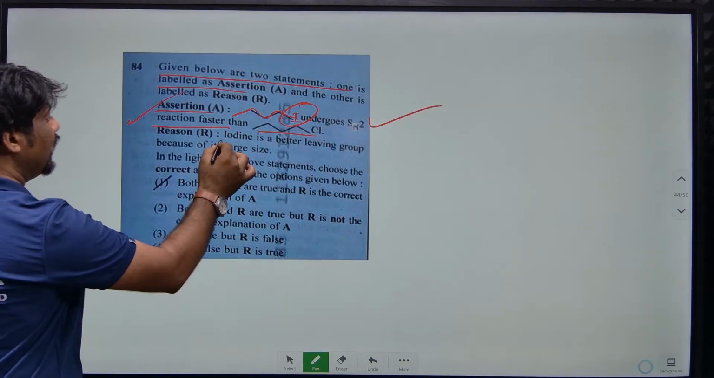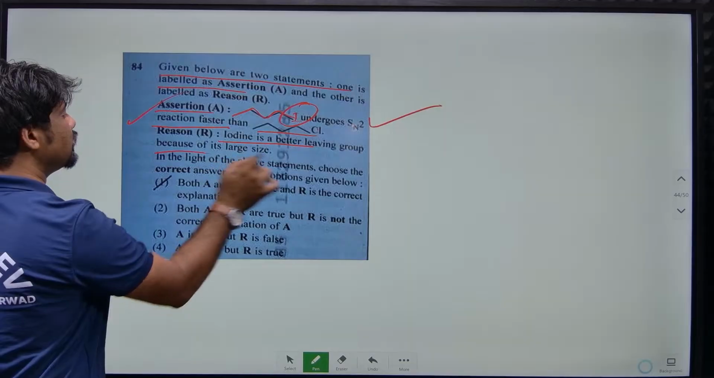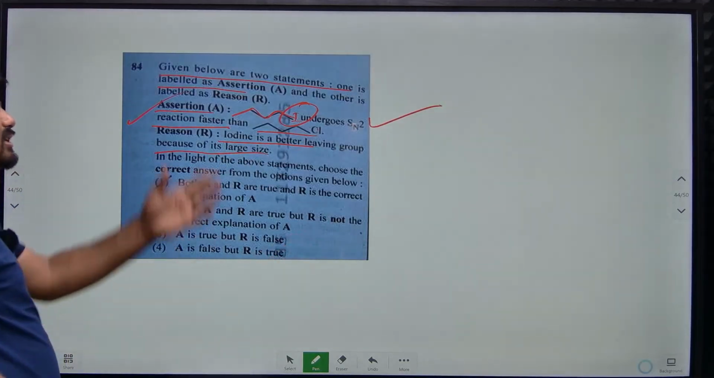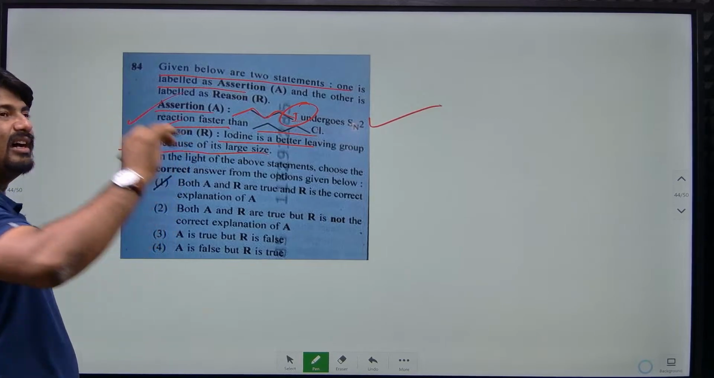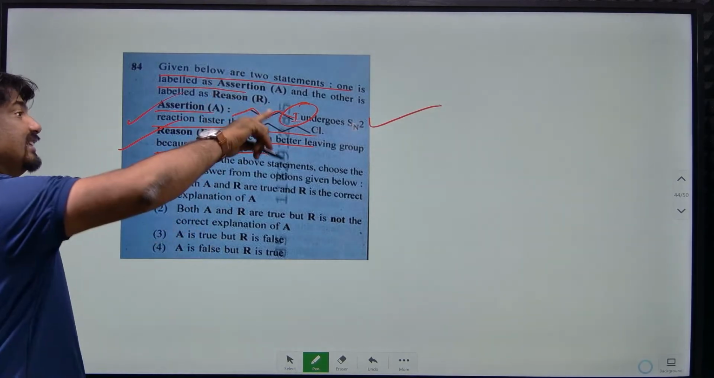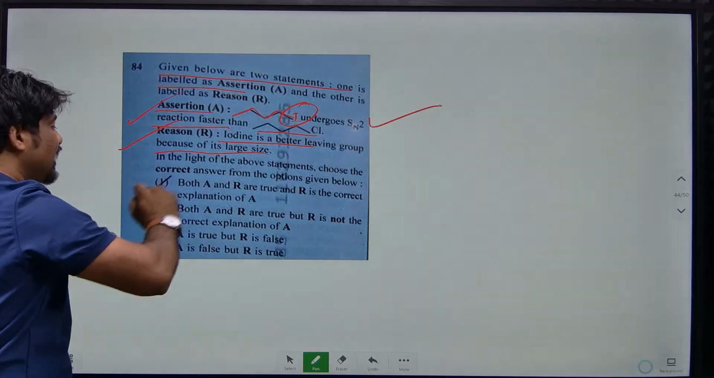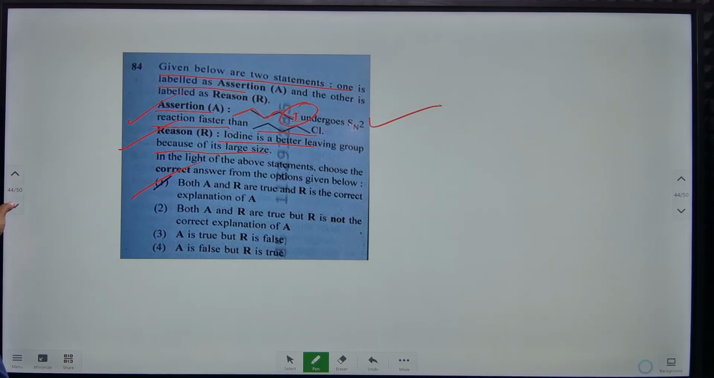The reason: iodine is a better leaving group because of its larger size. What I said, the same reason is also given. Even the reason is correct. So both assertion and reason are correct, and the reason is the correct explanation for the assertion. Answer 1 is the right answer for the question.